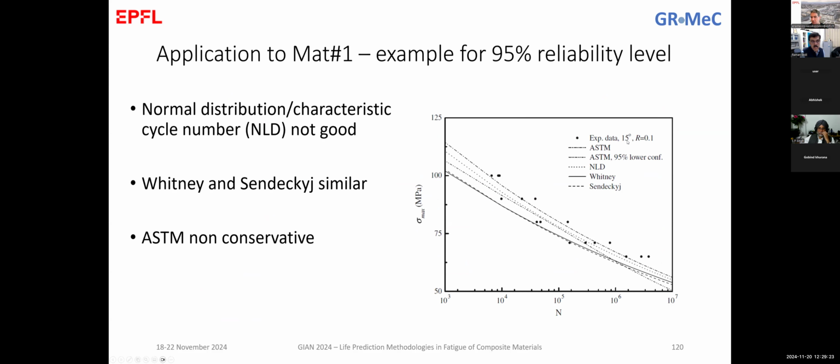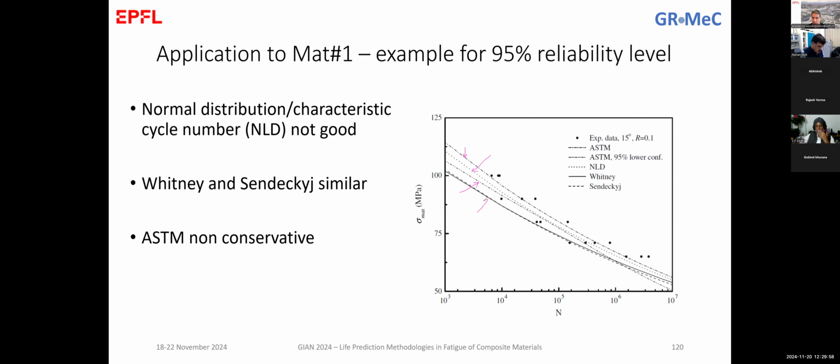So here is the material for 15 degrees, R equals 0.1, tension fatigue. We plotted the ASTM. So the dashed dot line is, let me just take a pen to identify here. So this is the ASTM median curve. This is the ASTM here for 95% reliability, so the lower bound according to ASTM. This is the line for the characteristic values of cycles.